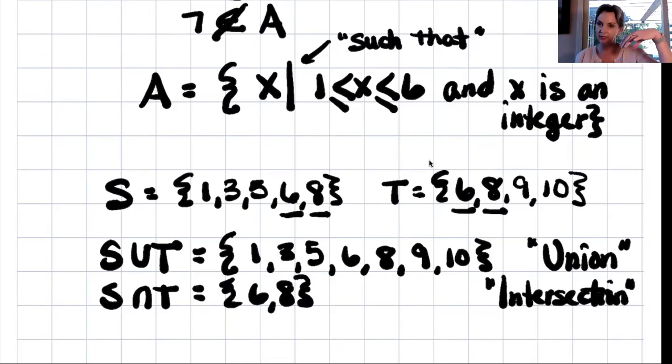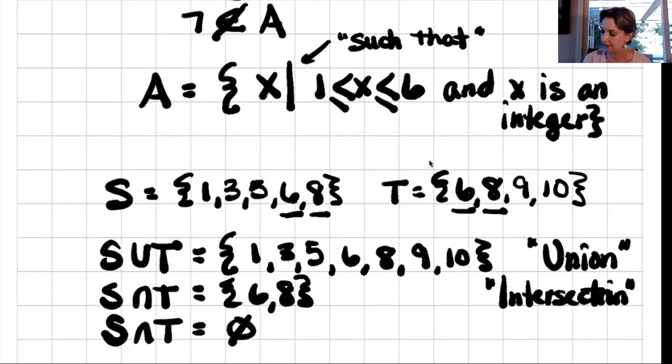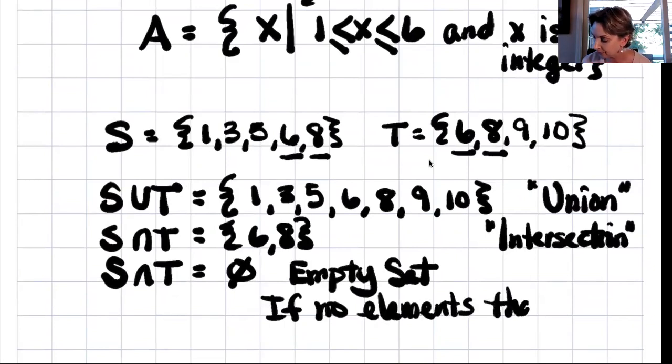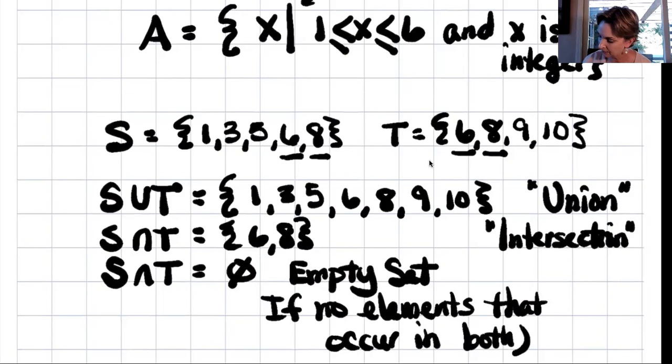Okay, so union, intersection. What if there wasn't anything? I mean, what if there were no elements that were part of both sets? Then how would I write that? Let's just say, for instance, there was none. Let's kind of make it up. Then you would write it like that. Okay, and that's an empty set. That would be if there are no elements that occur in both. An empty set.